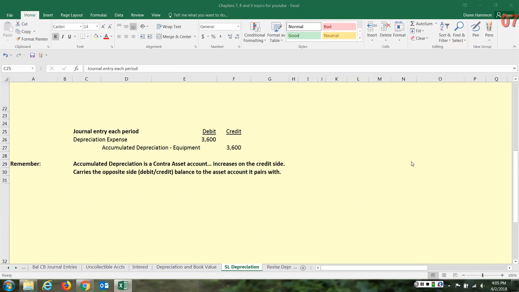Now let's look at what that journal entry would look like. Each period, so at least annually, but a company could divide this number further by 12 and recognize some portion of this depreciation expense each month. So you would debit depreciation expense, and accumulated depreciation for the equipment would be the credit side of that entry. Remember, accumulated depreciation is a contra asset account. It increases on the credit side, carries the opposite side balance to the asset that it's going to pair up with. So in this case, the equipment.